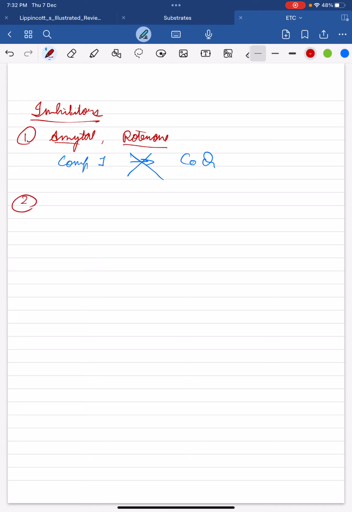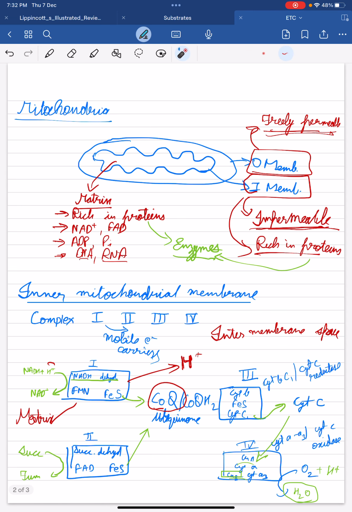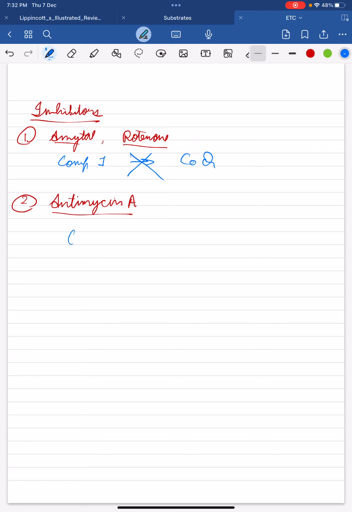Secondly, we have a compound known as antimycin A. What this does is it will act between complex 3 and cytochrome C. Complex BC1 and cytochrome C. It is stopping the electron flow from complex 3 to cytochrome C.